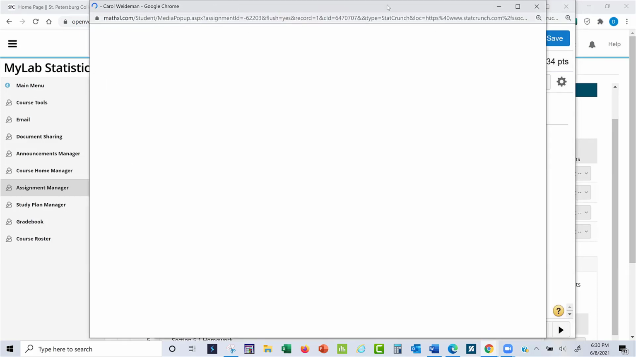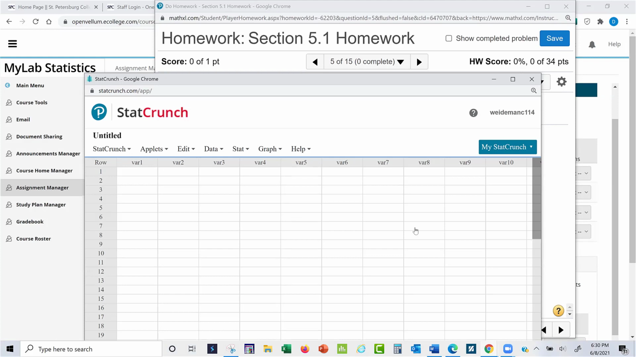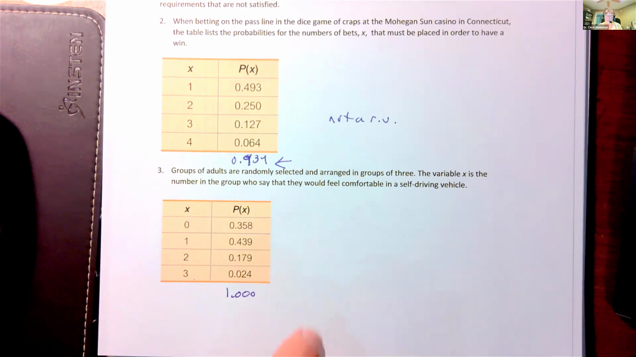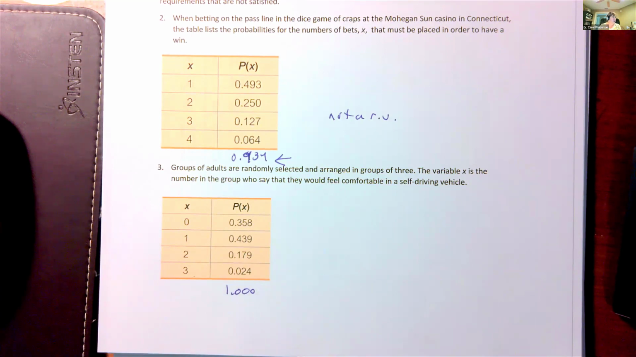Can I ask a quick question? Sure. What's the difference between this problem and the one in the book that says it's not a numerical random variable because the values are actually measuring categorical data? It depends on what they're asking there. Let me go back to ours and show you. It depends on the description of the problem. This one says groups of adults were randomly selected and arranged in groups of 3. The random variable X is the number in the group who said they're not comfortable in a self-driving vehicle. So this is legitimate that it goes from 0 to 3. The one you picked might be groupings. I'd have to look and see.